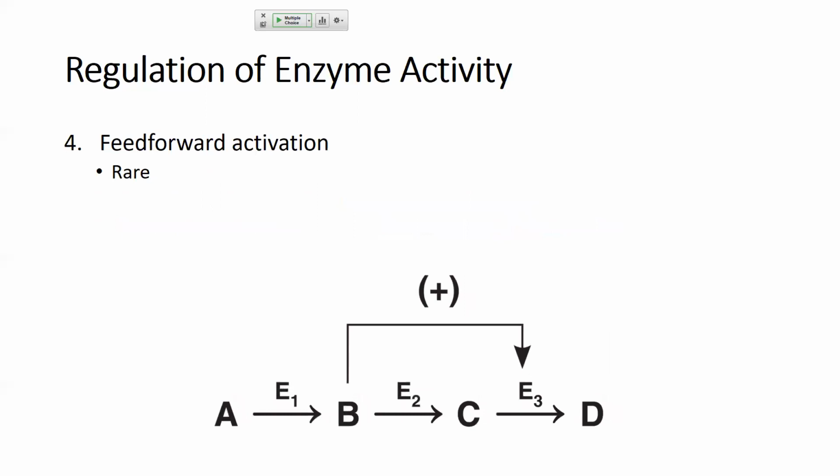Okay. Now the last example of regulation here is feed-forward activation, and this is very rare. Right? This is not found very commonly throughout the body. This is basically where we have a chain of reactions or a sequence of events in a chemical reaction, and there is a product that is influencing an enzyme that is upstream from the location of that product. Okay?